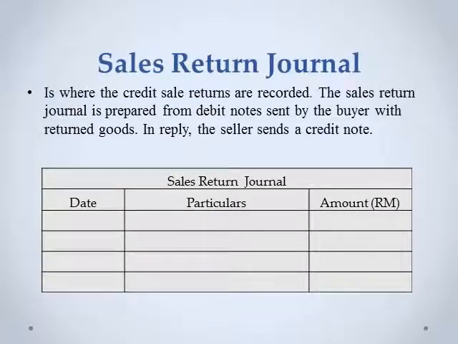Sales return journal is where the credit sales returns are recorded. The sales return journal is prepared from debit notes sent by the buyer with the returned goods. In reply, the seller sends a credit note, and the sales return is recorded in this sales return journal.